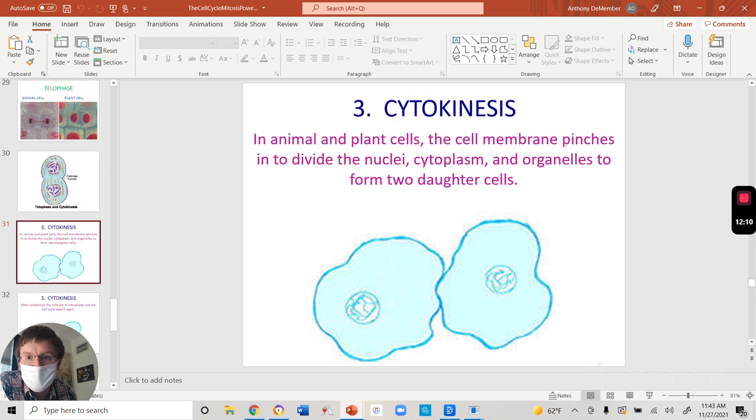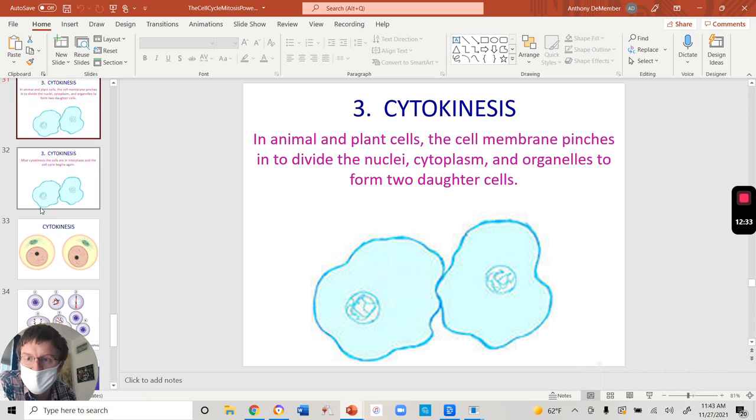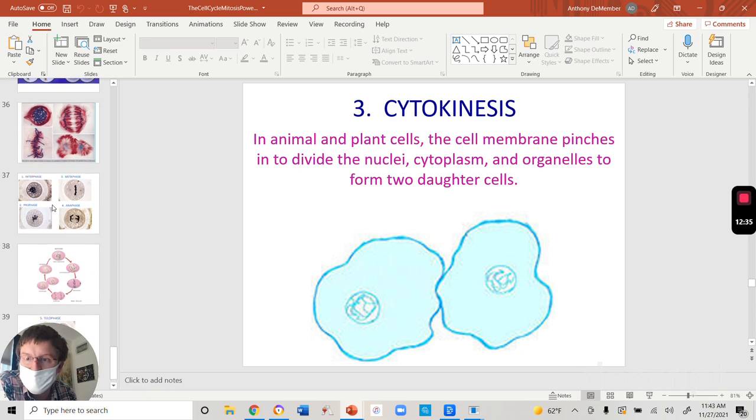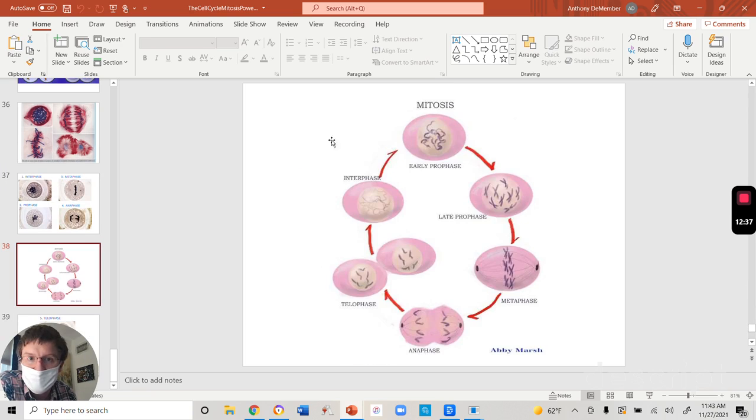So the membrane pinches in to divide the nucleocytoplasm and organelles to form two daughter cells. Remember, these are identical to each other if everything went well. For mitosis, mitosis ideally wants to result in two cells identical to the original. Okay, that's the whole point. We're trying to make a cell that can do the same thing that this guy was doing. All right, so that is mitosis, the whole shebang.